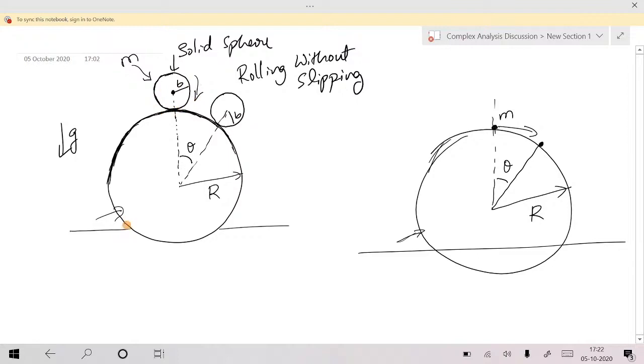Now I'm not discussing whether the big sphere is hollow or solid, because this big sphere is not moving. The big sphere is giving only the surface for the motion of this one. I hope you understood the problem. Just reply on YouTube: at what angle is this object going to leave the surface of this big sphere when it is rolling purely?